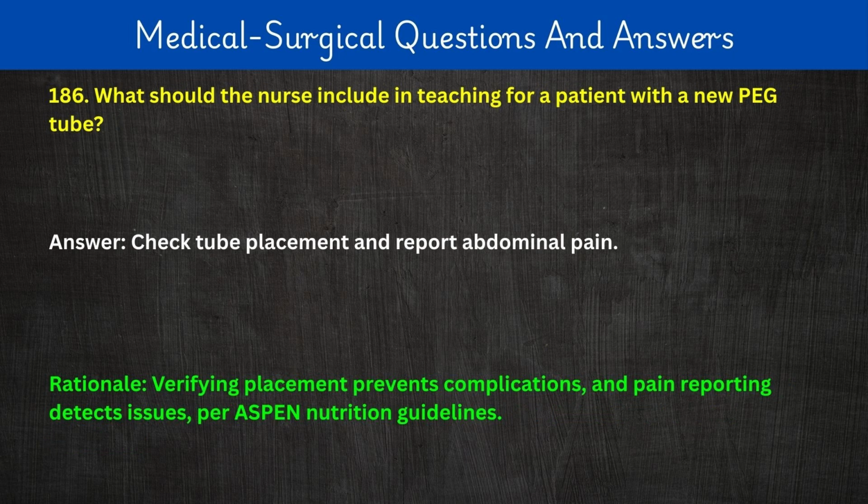186. What should the nurse include in teaching for a patient with a new PEG tube? Answer: check tube placement and report abdominal pain. Rationale: verifying placement prevents complications and pain reporting detects issues, per ASPEN Nutrition Guidelines.